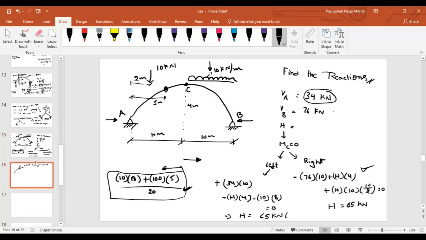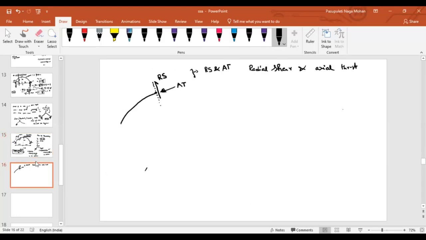So first let us draw that section from A to where we want to find the axial thrust. Let us represent the reactions here first of all. This is upward. How much did we get? 34. The horizontal thrust we have obtained as 65. And there is some unbalanced force here. How much will it be? Sorry, the applied load is 10 kilonewton.